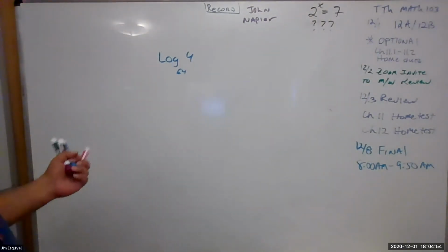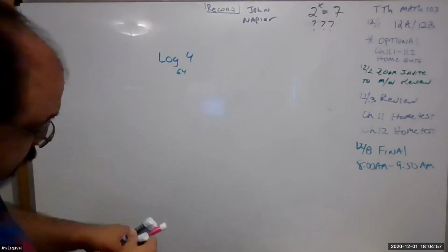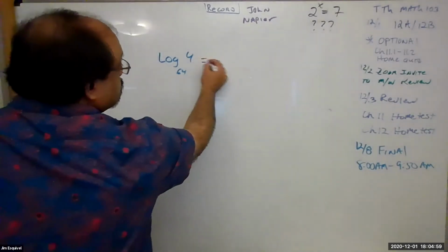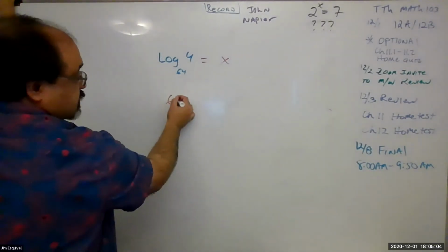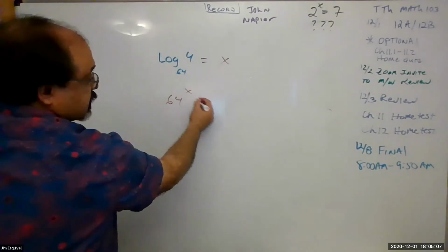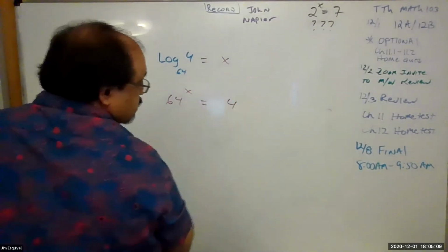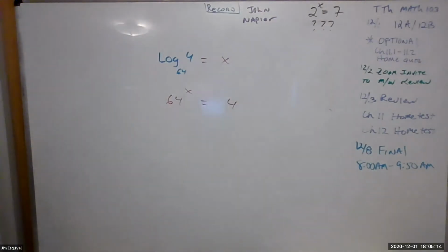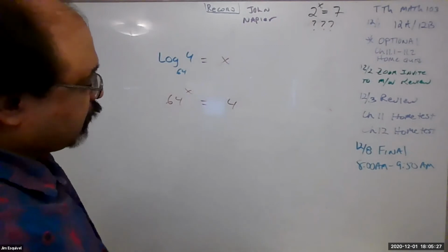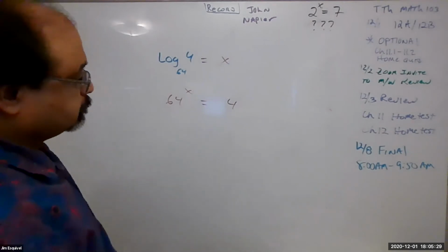So 64 to what? Okay. I don't know. x. Base to the across equals what's inside. 64 and 4 are both powers of? 4. 4.